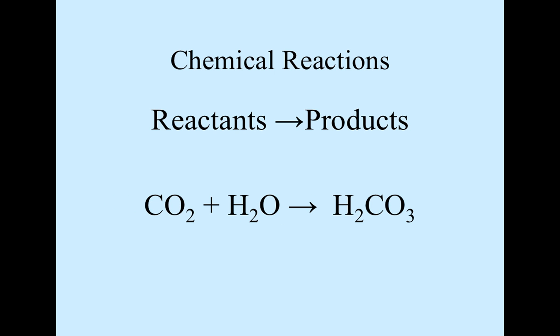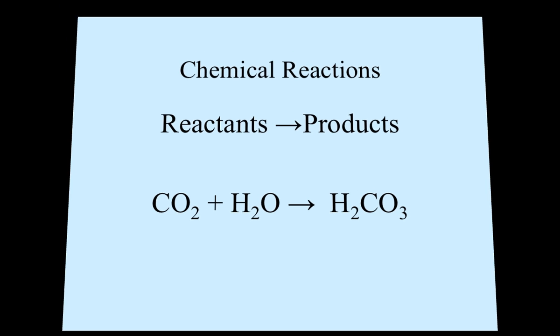So for example here, I have our reactants, carbon dioxide and water, and they get pulled apart and rearranged to make H2CO3, which is carbonic acid. So the way that you would read this is CO2 plus H2O yields H2CO3. And the yields indicates that we have a change happening. So again, our reactants are the carbon dioxide and water, and our products are the H2CO3. And this is a very common reaction that takes place. When your cells release carbon dioxide into the bloodstream, this is what happens to it.